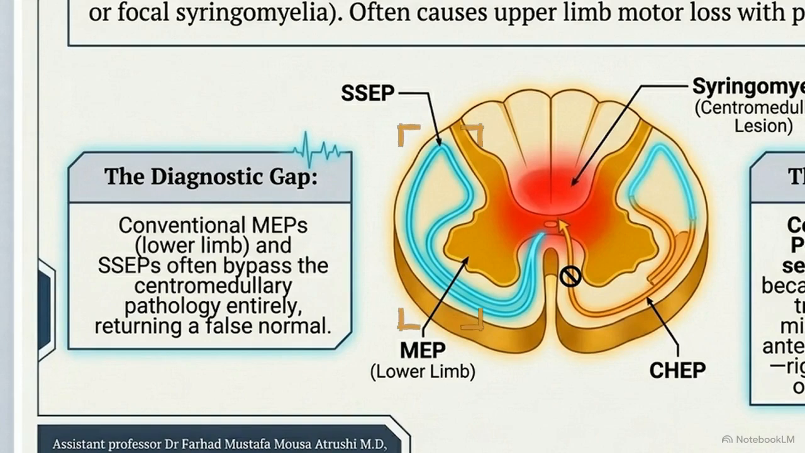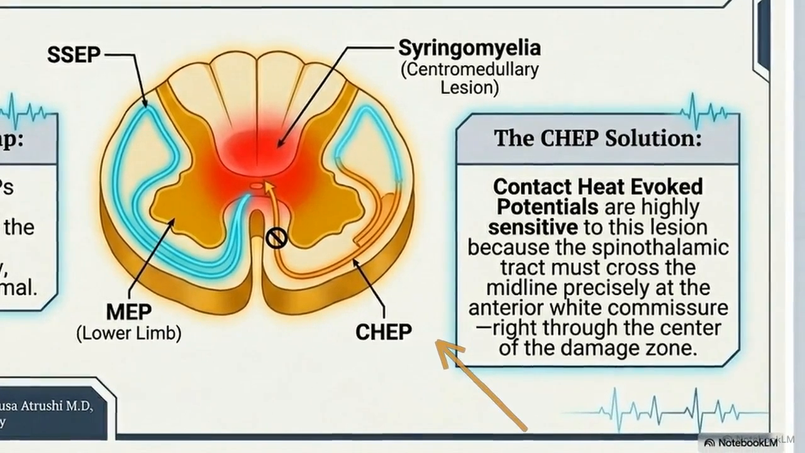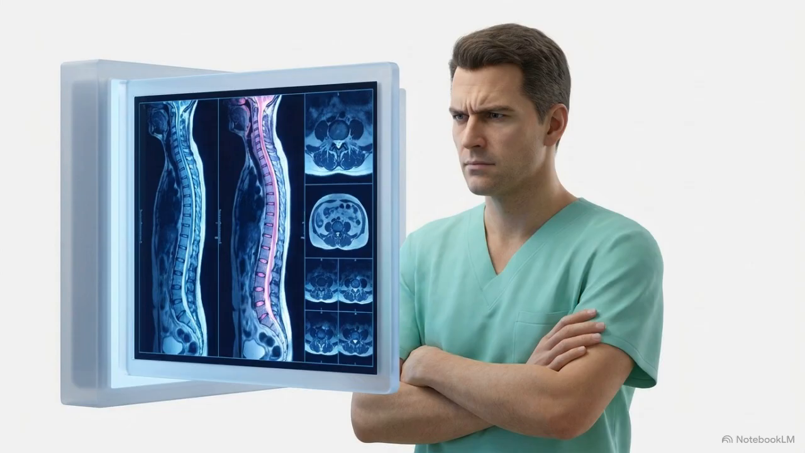The solution is contact heat evoked potentials, or CHEP. Testing the spinothalamic tract, CHEP is highly sensitive, routing directly through the lesion center. Relying strictly on routine modalities for complex central lesions will result in misdiagnoses. The surgeon must select the specific test that physically crosses the suspected anatomical damage zone.